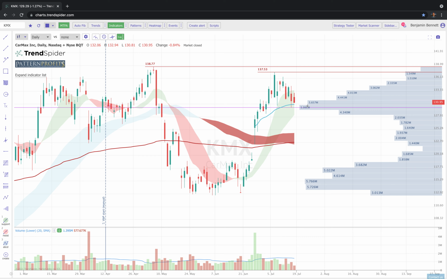Volume shelf, point of control just below. Again, I would tread very lightly, if at all, but a few patterns to keep an eye on just to kind of gauge how things are working. You do have the prior high 138.77 here. That's really all I have on watch for early in the week.